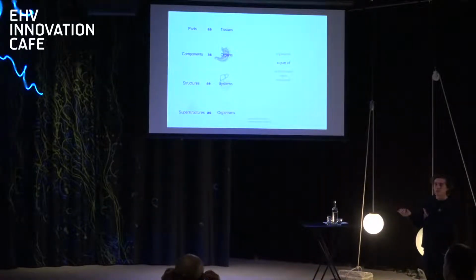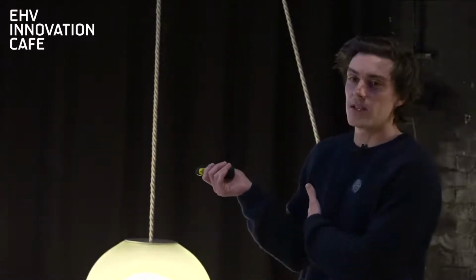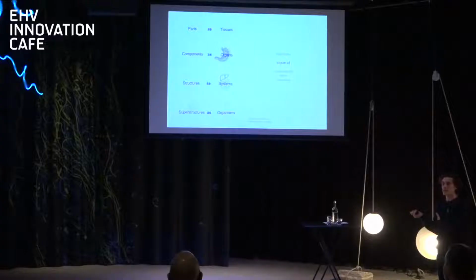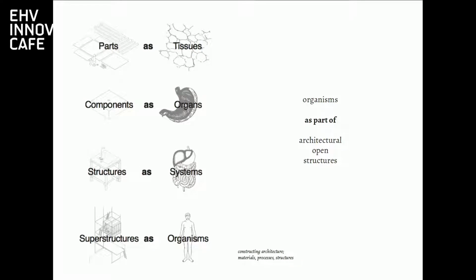And to create structures, I always base myself on the reference that's presented on the left side, which comes out of Constructing Architecture. It's a book where they make a comparison between building and building parts and human body. So as you can see on the left side, they define parts as tissues, components as organs, structures as systems, and then superstructures as organisms.